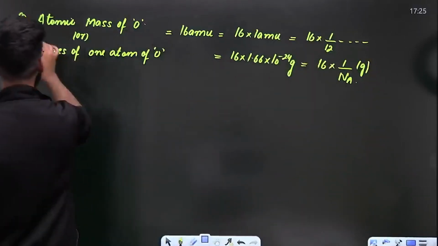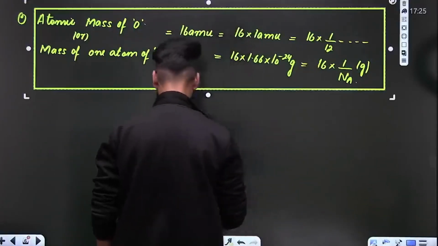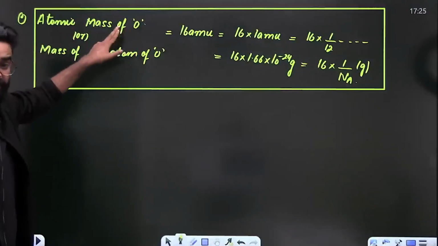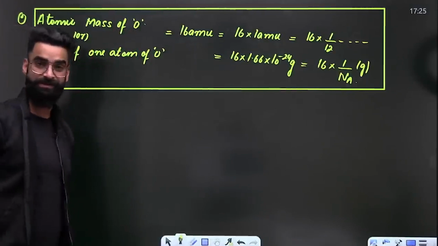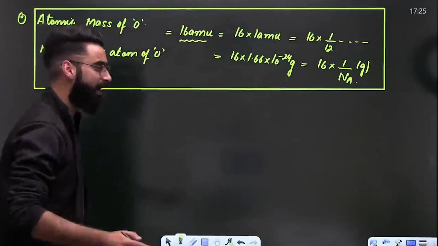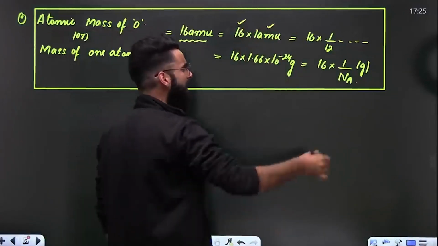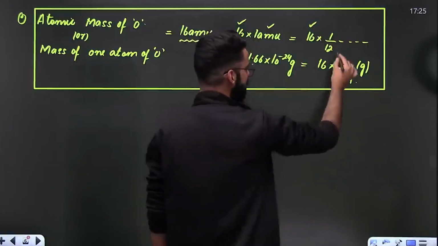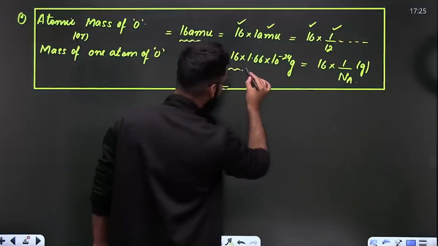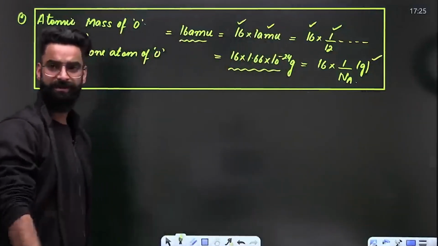Now the point is, what is the meaning of all these terms? Right now, we are talking about the atomic mass of oxygen. That means we are calculating the mass of one atom of oxygen, which comes out to be 16 AMU. That means one atom of oxygen is 16 times heavier than 1 AMU. One atom of oxygen is 16 times heavier than 1/12 of the mass of carbon-12 atom. This is the mass of one atom of oxygen in grams. Even this is the mass of one atom of oxygen.